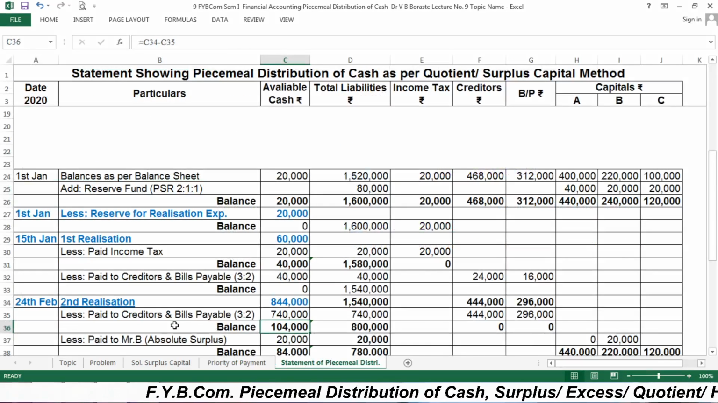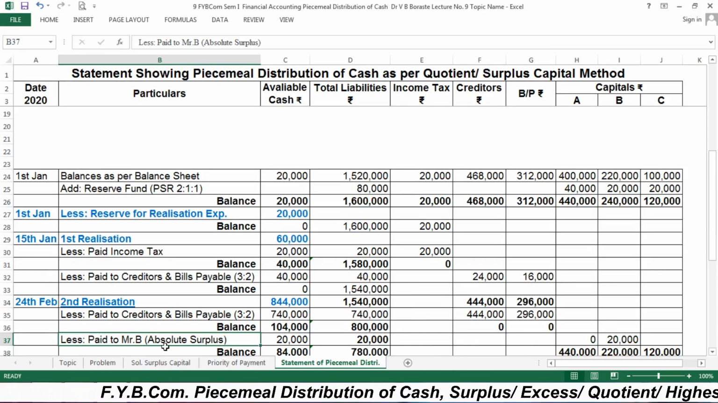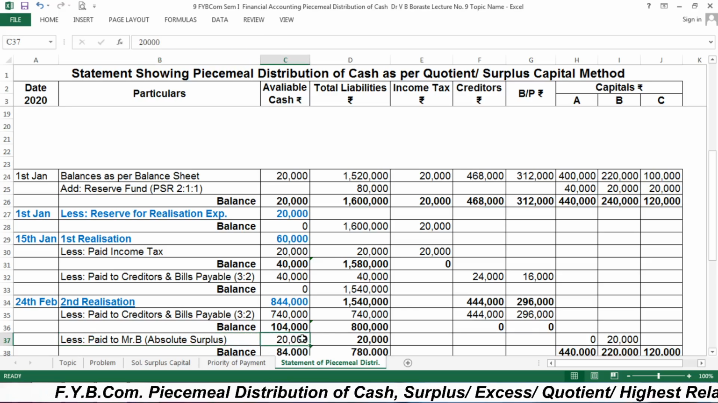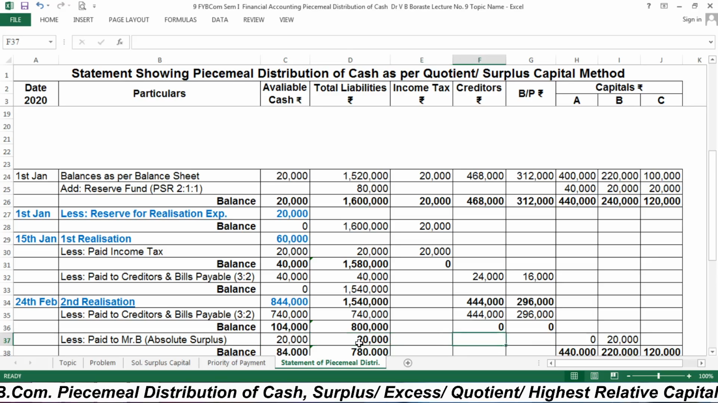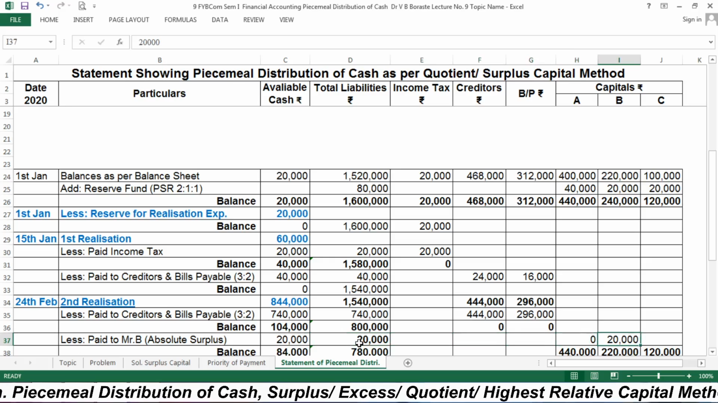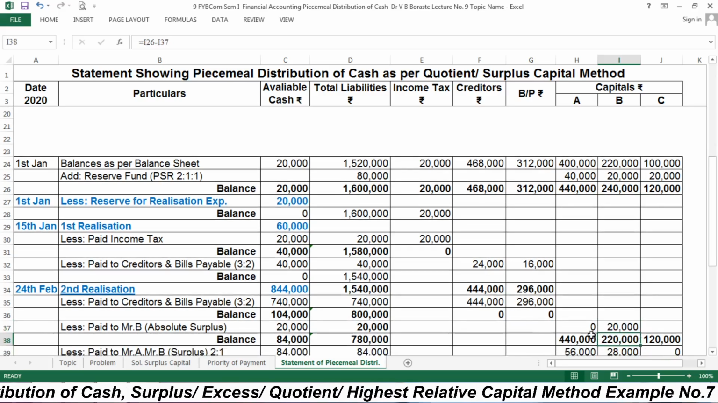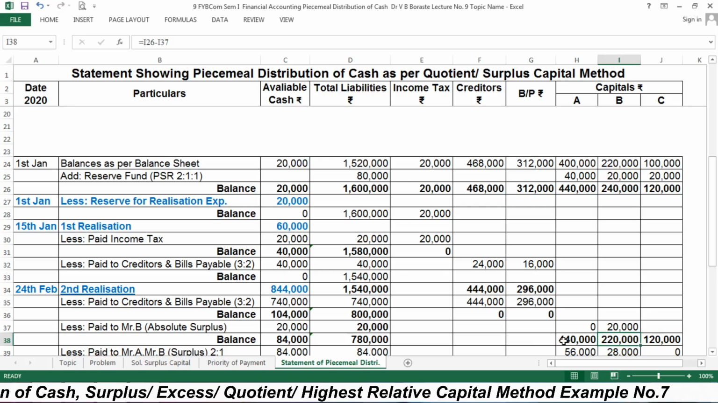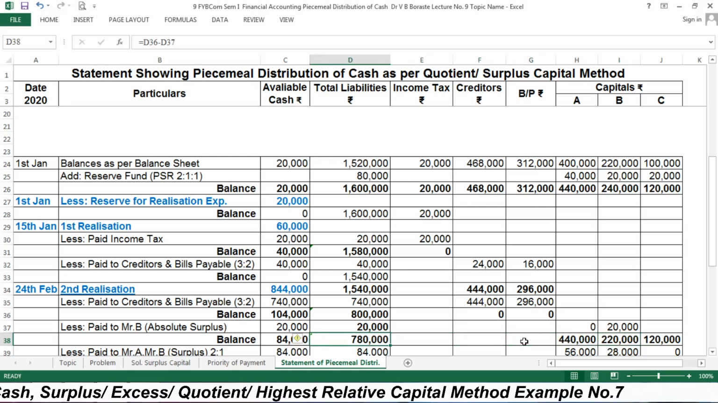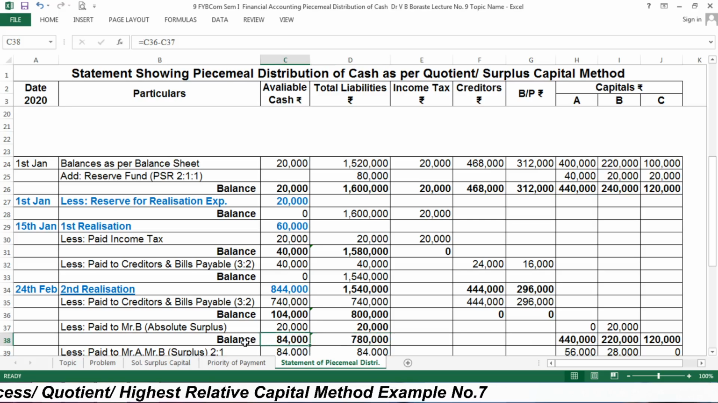So in the next step, let's pay Mr. B, that is absolute surplus of rupees 20,000. Cash will be reduced by 20,000 and total liability also will be reduced by 20,000. With this, Mr. B's capital will be reduced by 20,000. After the payment of 20,000 to Mr. B, his balance will be 2,20,000, while the balances of A and C will remain the same. So here the total liability will be reduced by 20,000 and it will be 7,80,000. So the total balance of cash still available in our hand is 84,000.